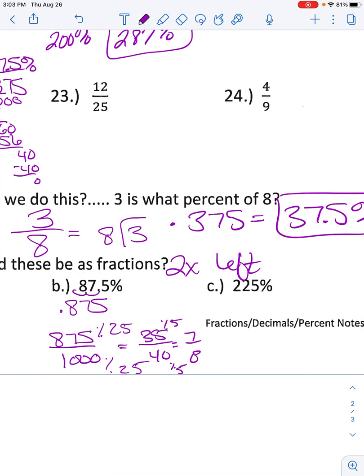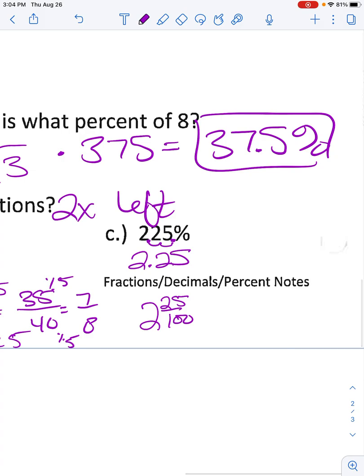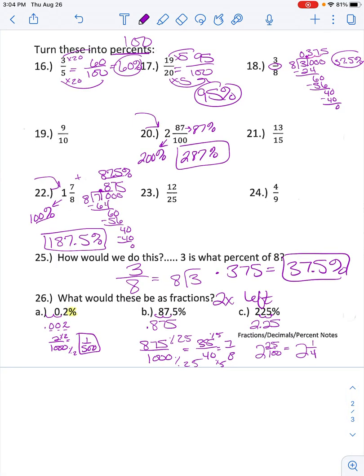Okay. Last one, 225%. If you don't see the decimal, it's behind it. So if you move this twice to the left, we get 2 and 25/100ths, which is a mixed number, 2 and 25/100ths. So as a fraction, simplified would just be 2 and 1/4.